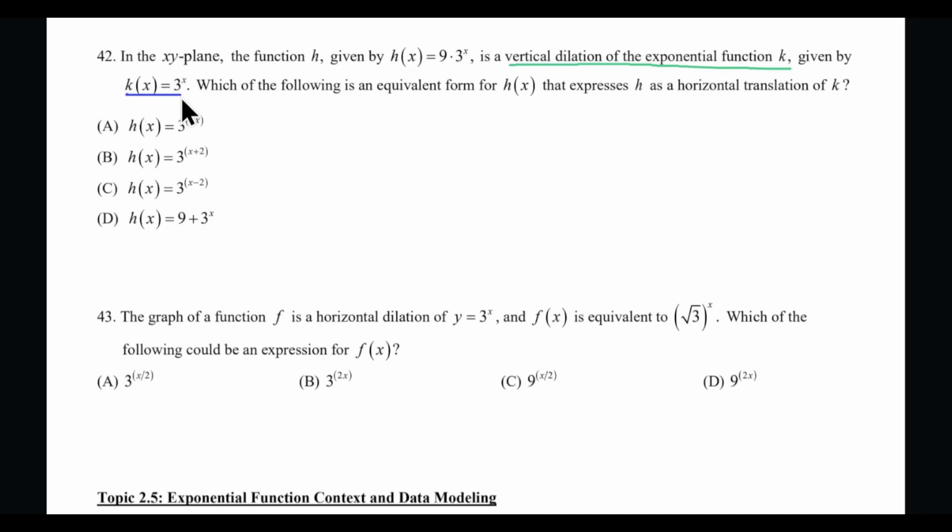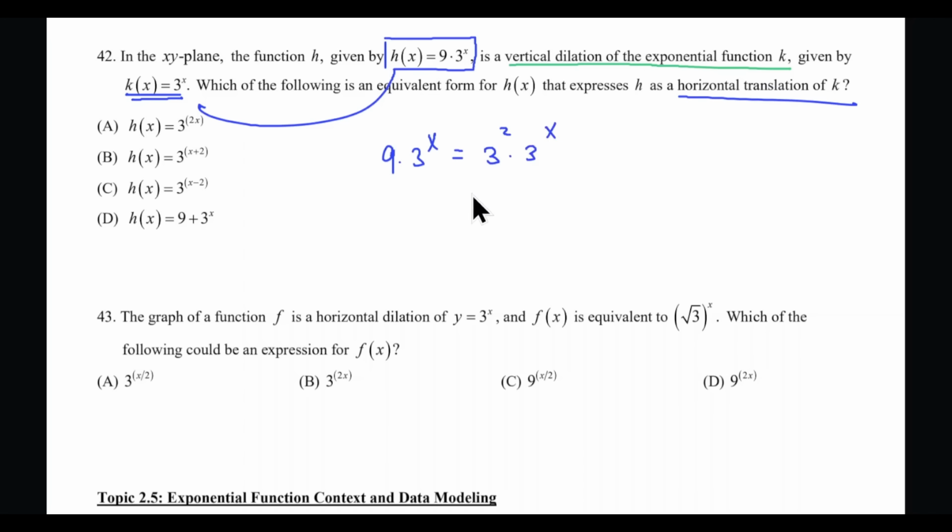They are saying this is a parent and this has been vertically dilated, as you can see, by a factor of 9, and it becomes this. So can I write h not as a vertical dilation but as a horizontal translation of k? Yes, indeed, because 9 times 3 to the x can be written as 3 square times 3 to the x, which is 3 to the 2 plus x. And obviously this is going left by 2. They just need the form, by the way, which is just option B. But we can also say that it is going left by 2, and that's how you will get this option.